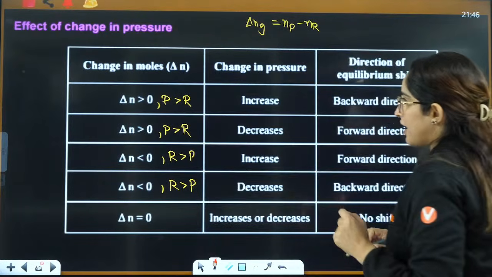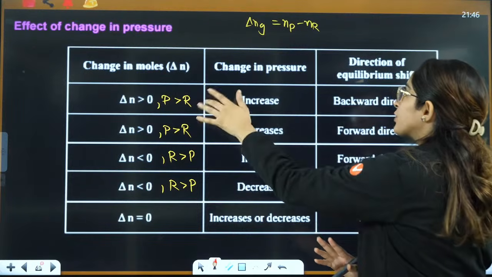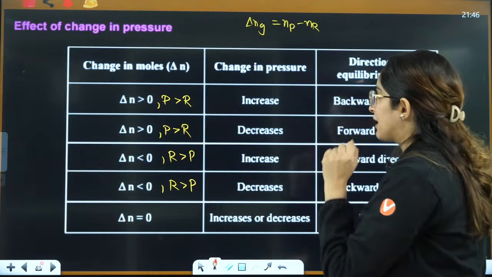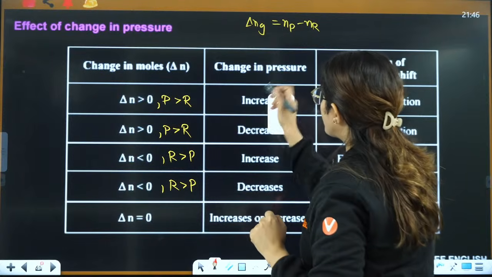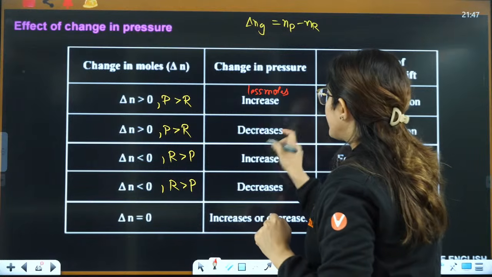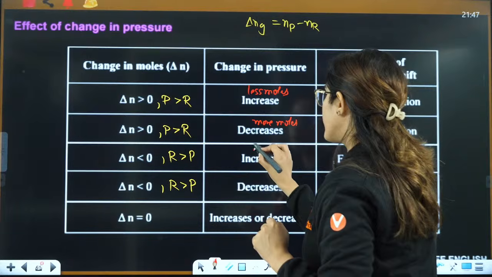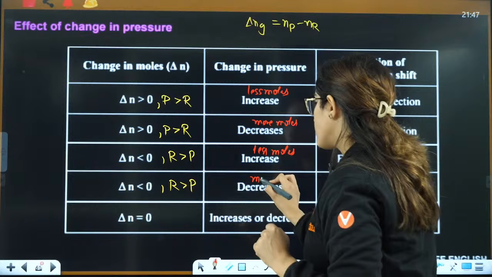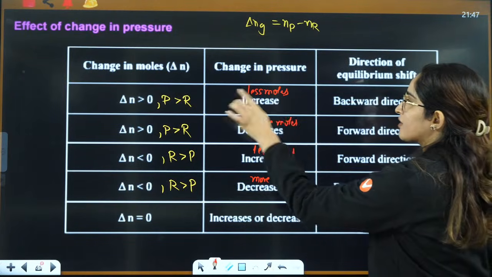Now, if product is more than reactant, and I change the pressure, if I increase the pressure, it will try to go in the direction of fewer moles. When you increase the pressure, it will go in that direction where moles are less, right? Decrease it, it will go in that direction where more moles are there. So moles are always opposite.